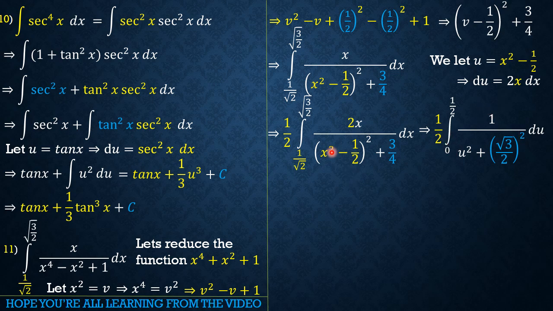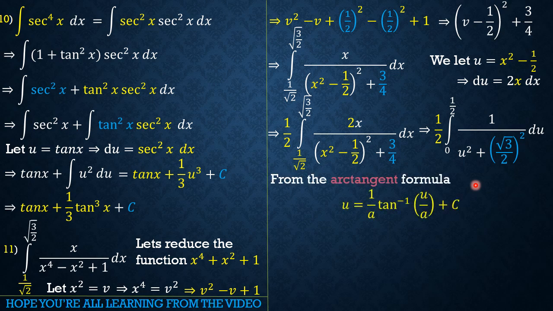Great. So this turns out to be now, guys, 1/2 integral from 0 to 1/2 of 1 over this. What is x squared minus 1/2? It is u. So we have u squared plus, we can write this 3 over 4 as root 3 over 2 squared. Friends, the reason for doing so is that we want to use the arctangent formula, which simply states that the integral of 1 over u squared plus a squared is equal to 1 over a times the tan inverse of u over a plus c. Our u in this case remains u. Our a is square root of 3 over 2.